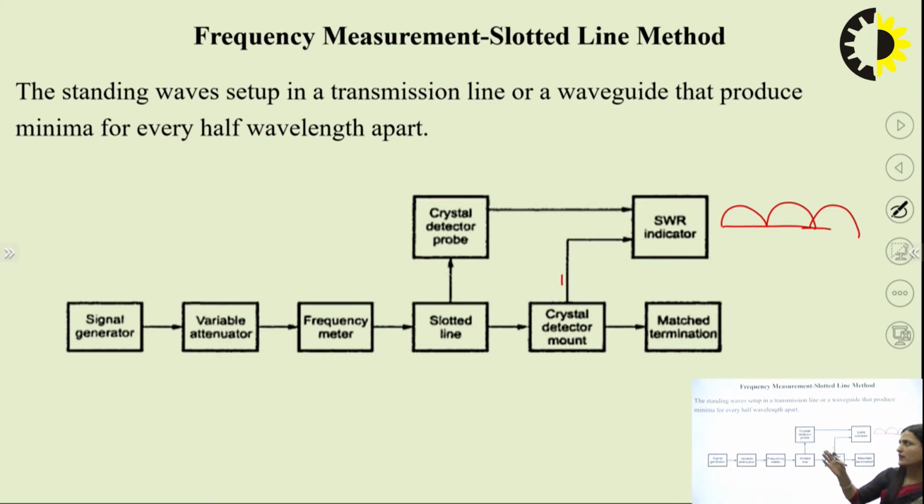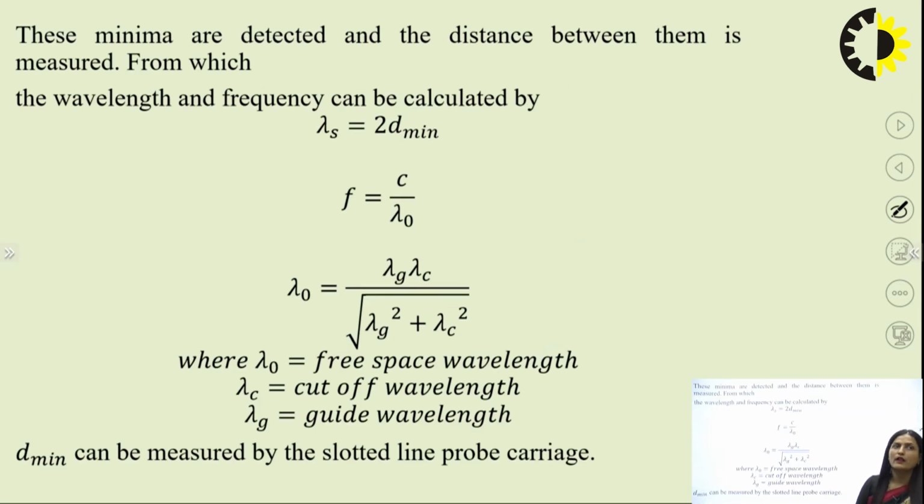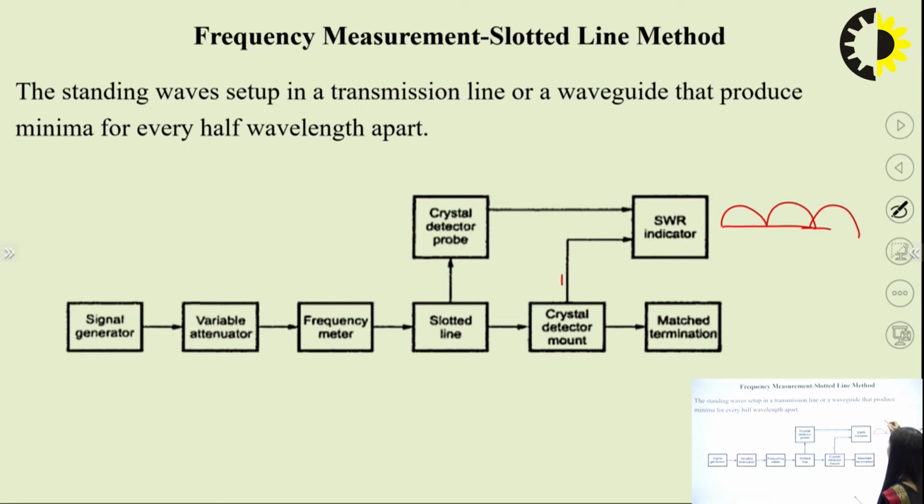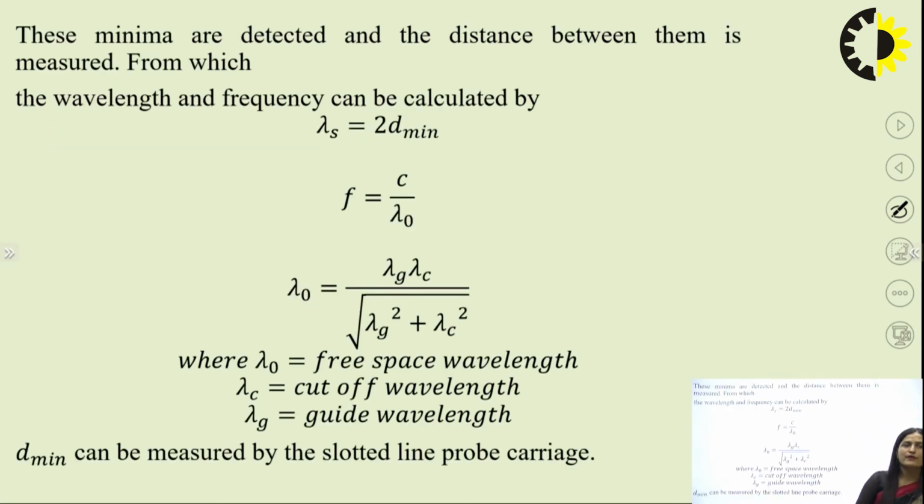So if it is an analog meter or digital meter, you can get direct reading in dB. So these minima are reflected. Basically this minima, we can see it from CRO only, right? In this meter only, from here we can get the direct reading of your VSWR, right? So these minima are detected and the distance between them is measured. It means we will find out the distance between two minima, or two maxima, anything you want to find out. So the wavelength and the frequency can be calculated.